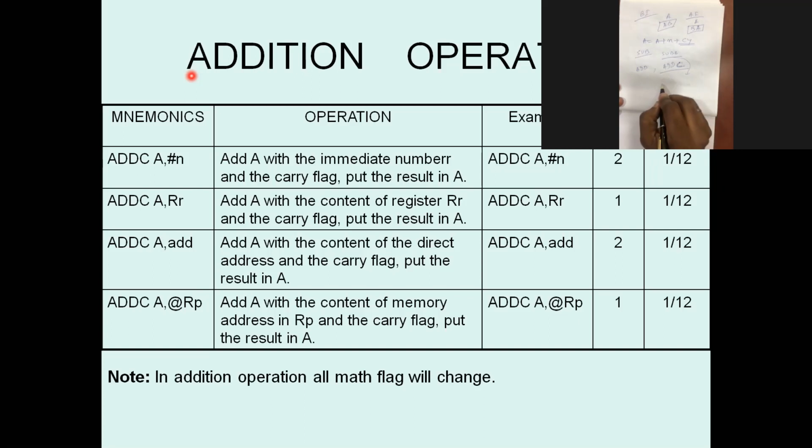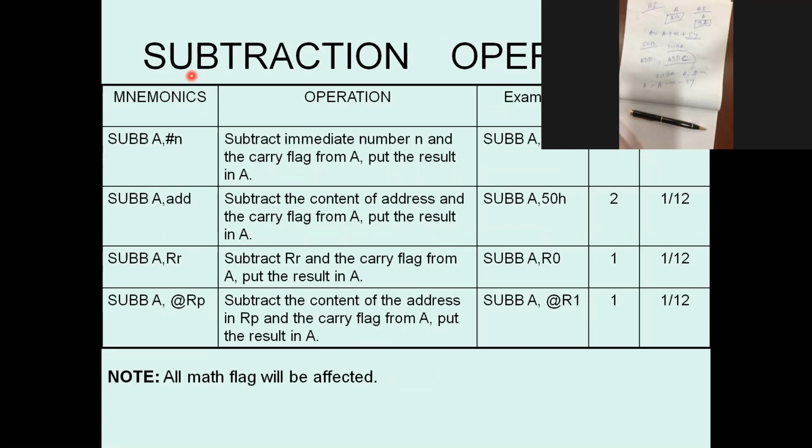Say SUBB A, #n. What does it mean? A is equal to A minus n minus CY. CY here means borrow. There is no SUB instruction. All are SUBB instructions. Always subtract with the borrow.